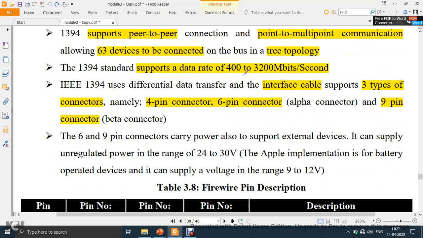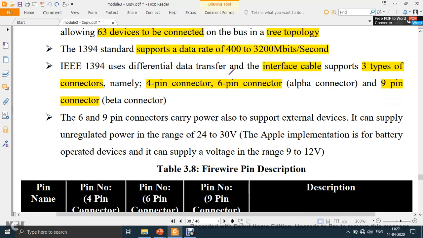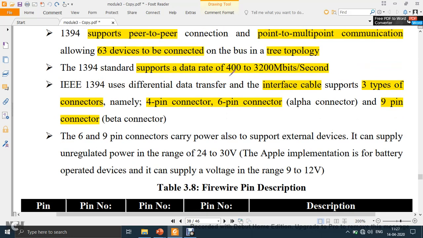It supports data rates from 400 to 3200 megabits per second, Mbps. Previously in USB, the data rate was not given, but you know that in USB 2 and USB 3 we can go up to 20 to 30 Mbps. So now you can see this one, IEEE 1394.